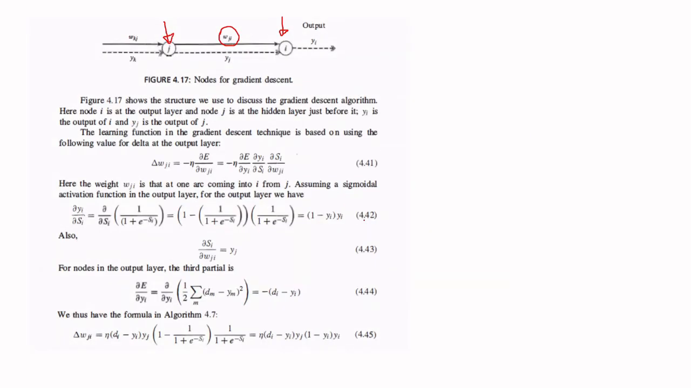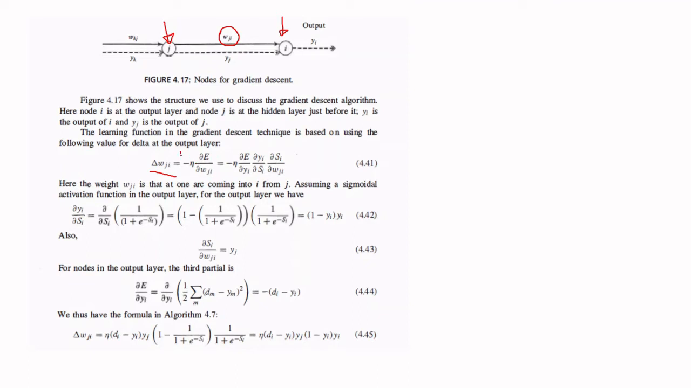Okay, so how do we, that is, we have WGI, and we need to bring about a change in this WGI. So how do we estimate that? That is given by our delta WGI. It can be given as minus eta into dou E by dou WGI.